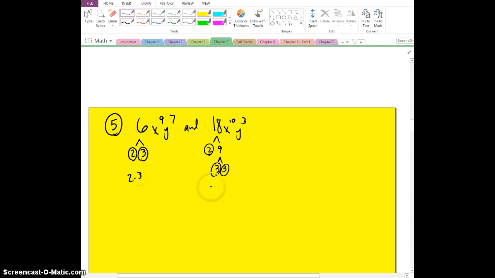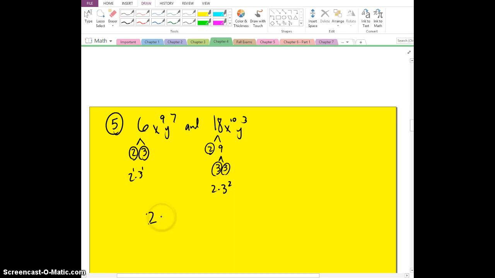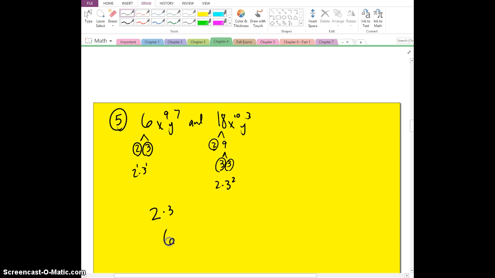This is 2 times 3. This is 2 times 3 squared. Well, again, we're taking the smallest exponent. So they share a 2. We take the 2. They share 1, 3. We take the 3. 2 times 3 is 6. Again, 6 is the biggest number that goes into both those numbers.